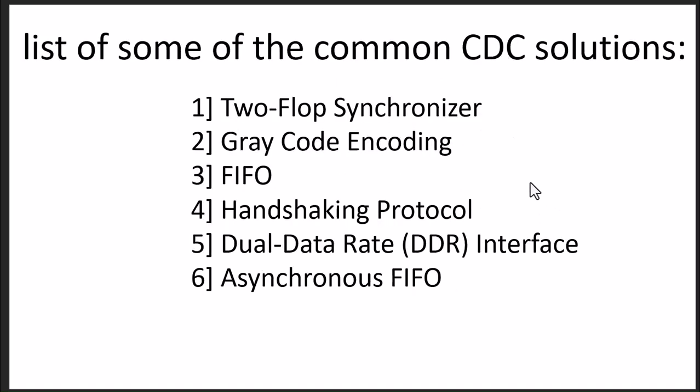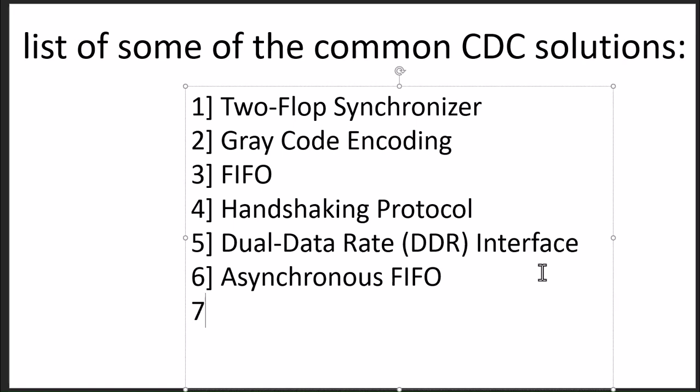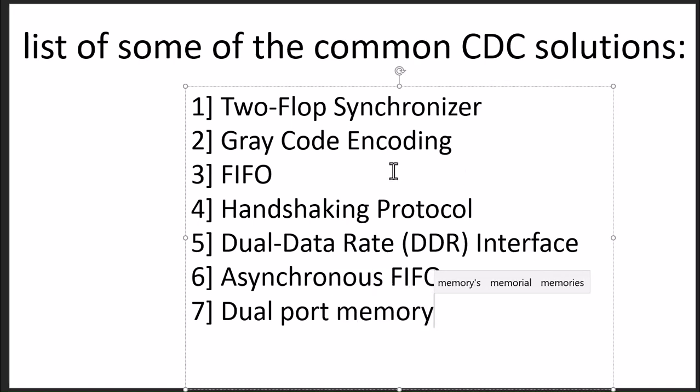The list of some of the common CDC solutions is: two flop synchronizer, used for a single bit; gray code encoding, used for multi-bit; FIFO, which we can also use for multi-bit; handshaking protocols; dual rate DDR interface; asynchronous FIFO; and I think we need to add one more, dual port memory, which you might not have heard of, but I use it most of the time.